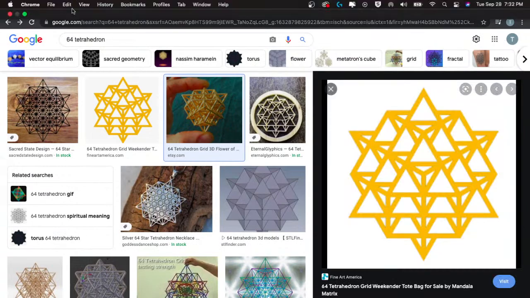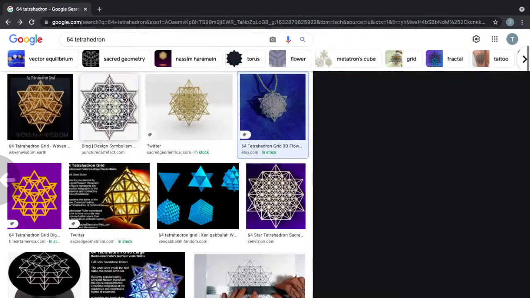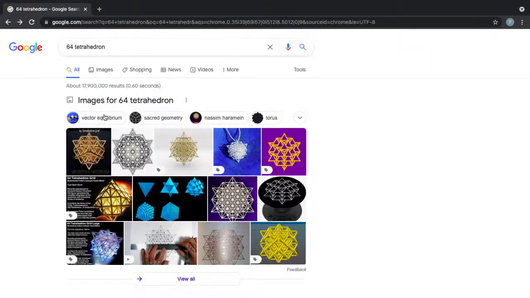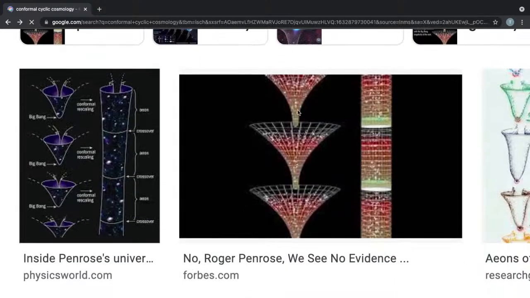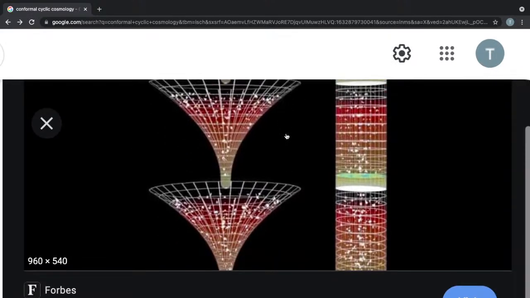So there is a lineage of cosmological verses, which basically is like this. So this is a lineage of conformal cyclic cosmological verses.